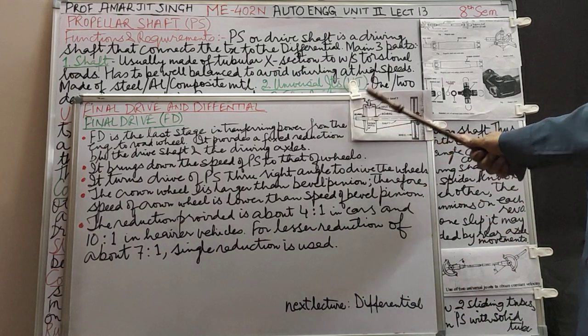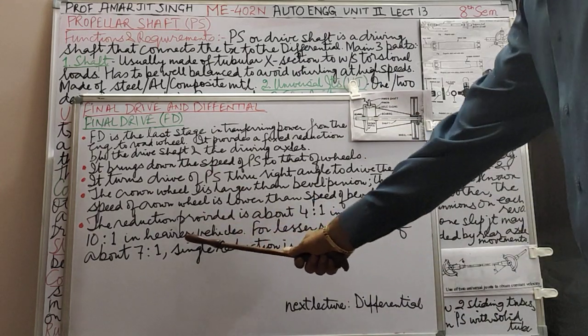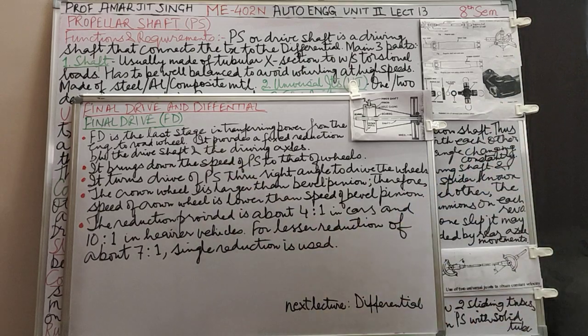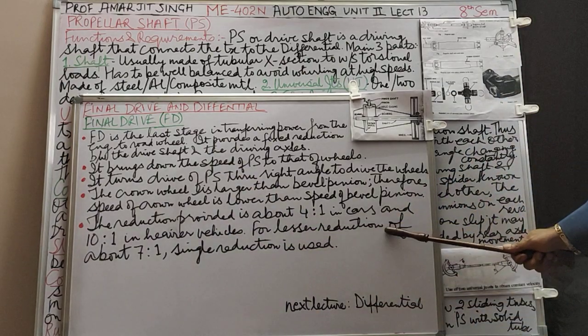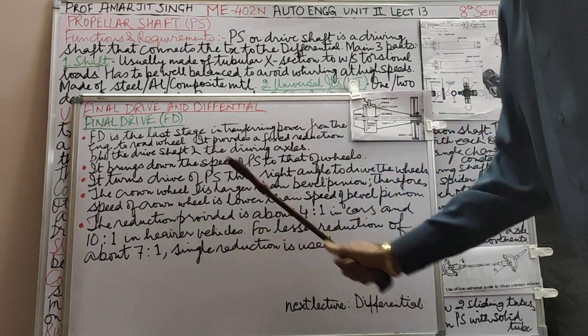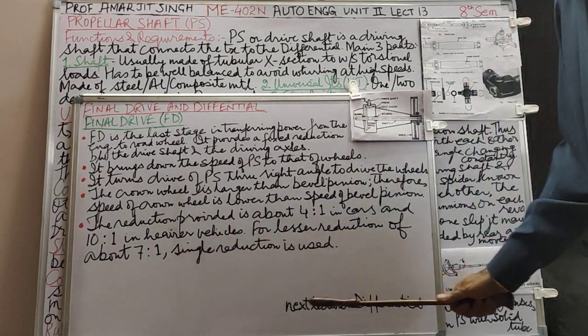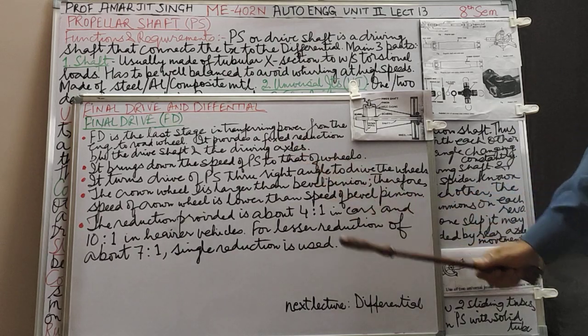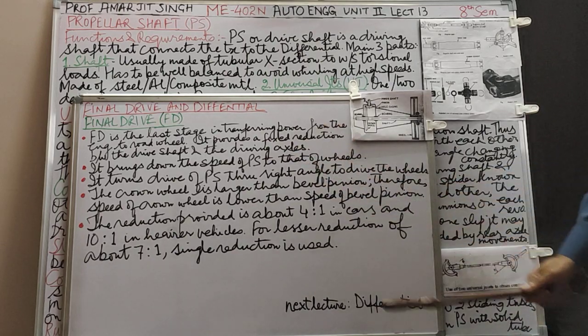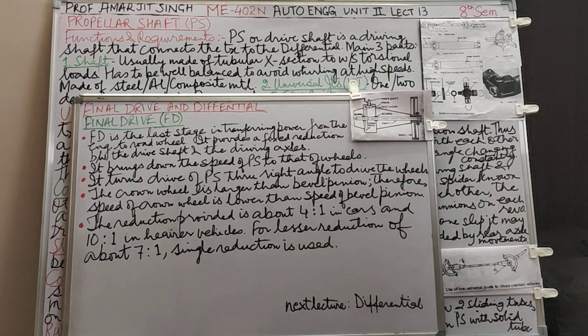There's oil also in this. And 10:1 in heavier vehicles. For lesser reduction, up to 7:1, a single reduction is used. If it's more than 7:1, you'll have to have a two-stage reduction. That is not in the scope of your syllabus, but those who are interested can look into it.